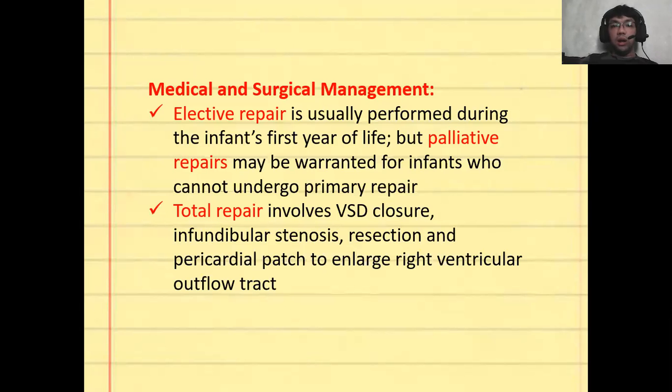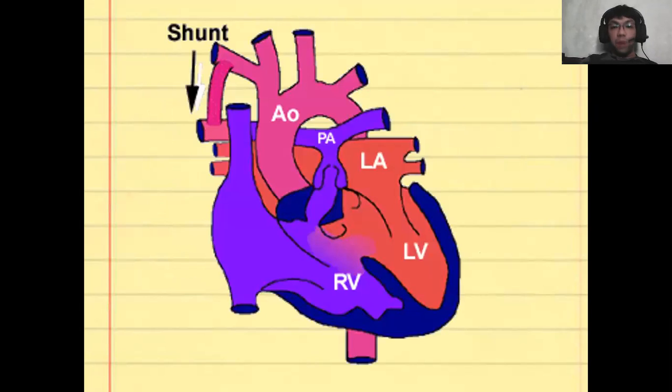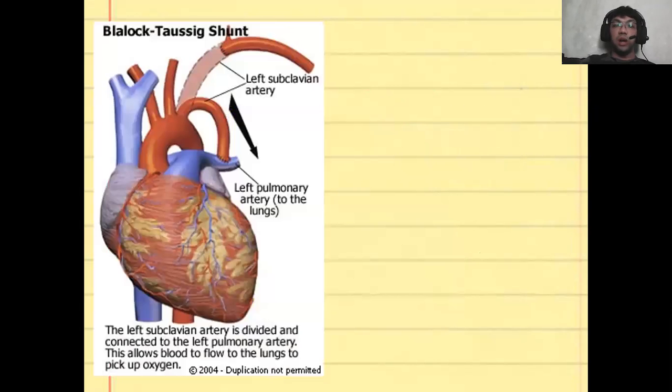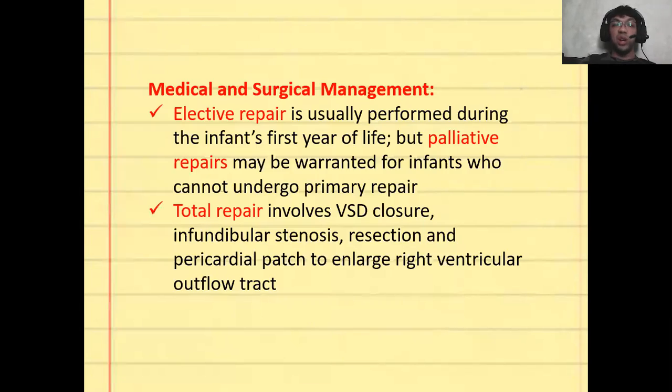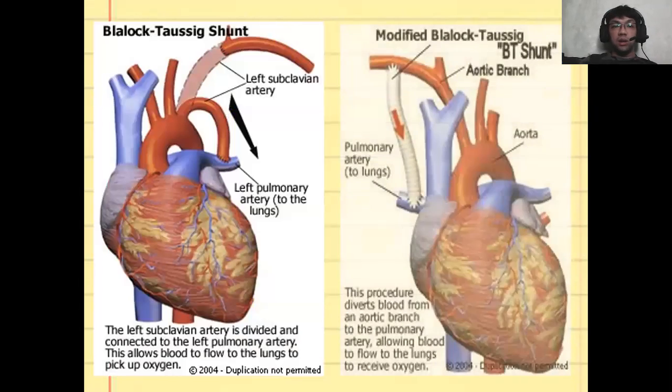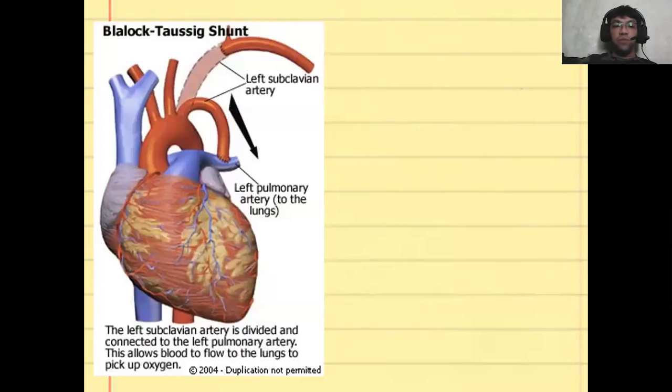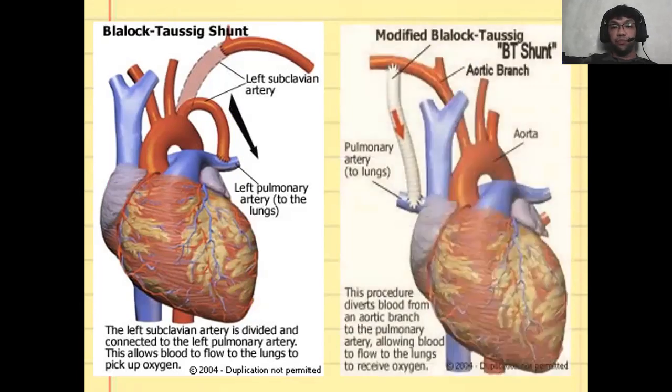So here, a palliative repair is going to be done. How is it going to be done? They are going to do this shunting, the Blalock-Taussig shunting. Originally, it was done by cutting off the left subclavian artery and redirecting it into the left pulmonary artery in order for blood to reach the lungs for oxygenation.